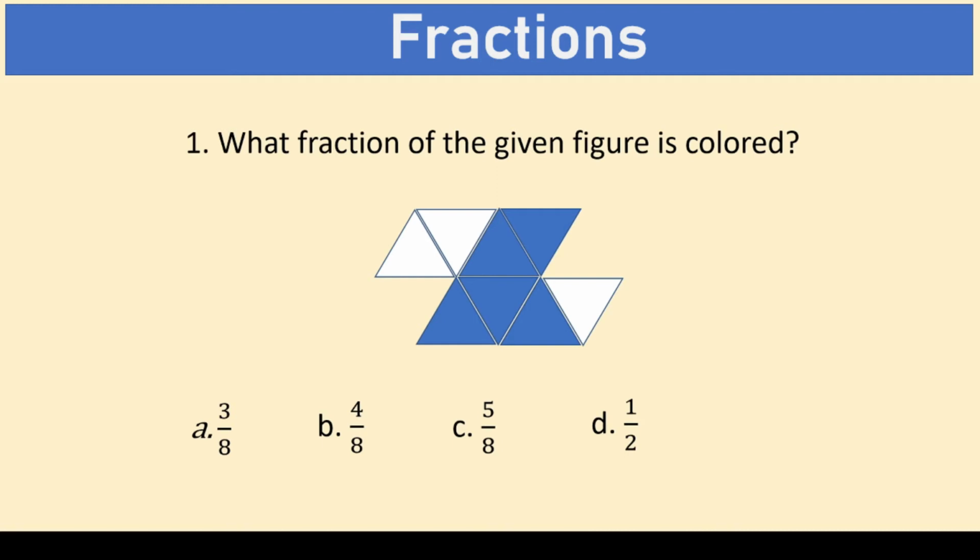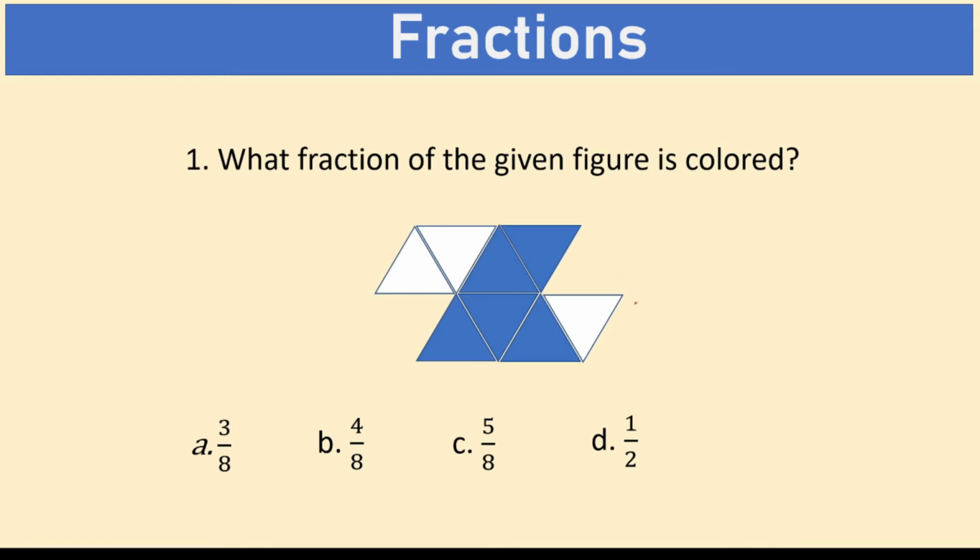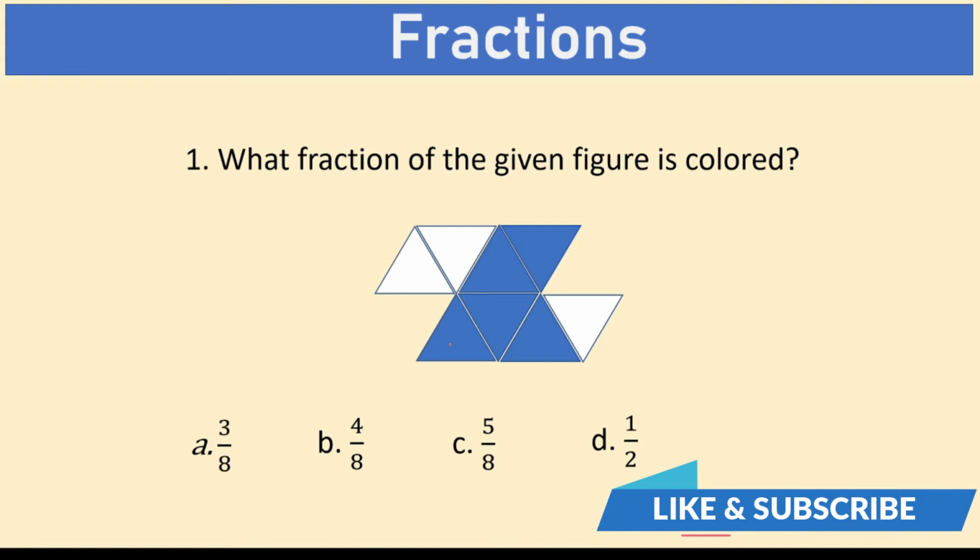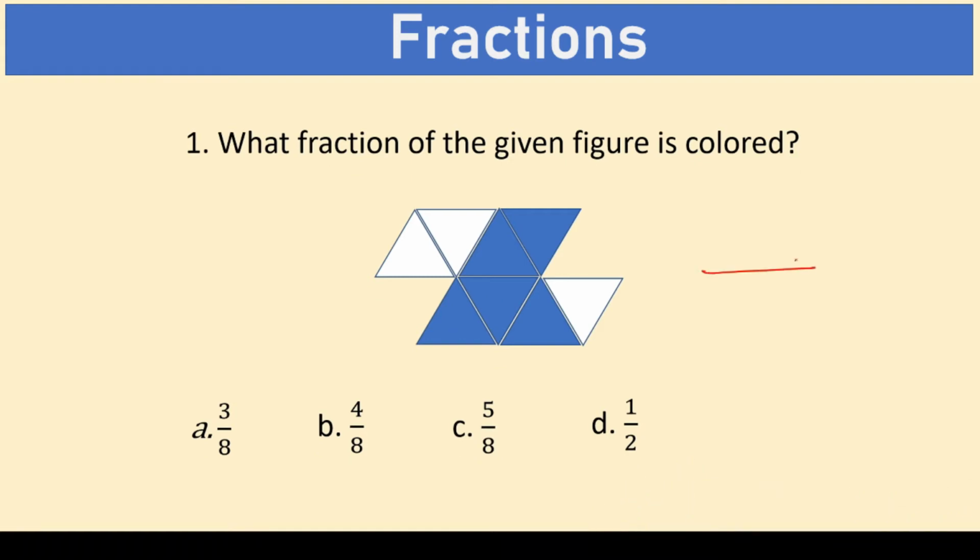Let's look at our first question, which says, what fraction of the given figure is colored? You should make sure that all the parts are equal sized. So the answer to this is, let's count the shaded portions here, which is 1, 2, 3, 4 and 5. So 5 is the shaded portion and now we'll count the total number of portions, which is 1, 2, 3, 4, 5, 6, 7 and 8. So 5 by 8 is the answer, which is option C.